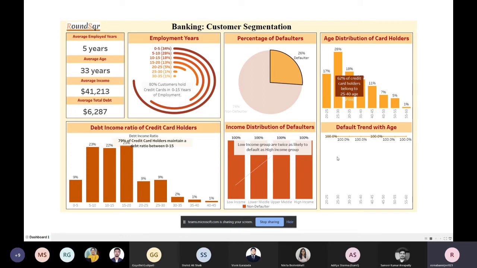But other than that, we can see the defaulters mainly have 5 years of employment. Their average age is 33 years. This is their average income. This is their total debt and all. So this way we can differentiate between them.